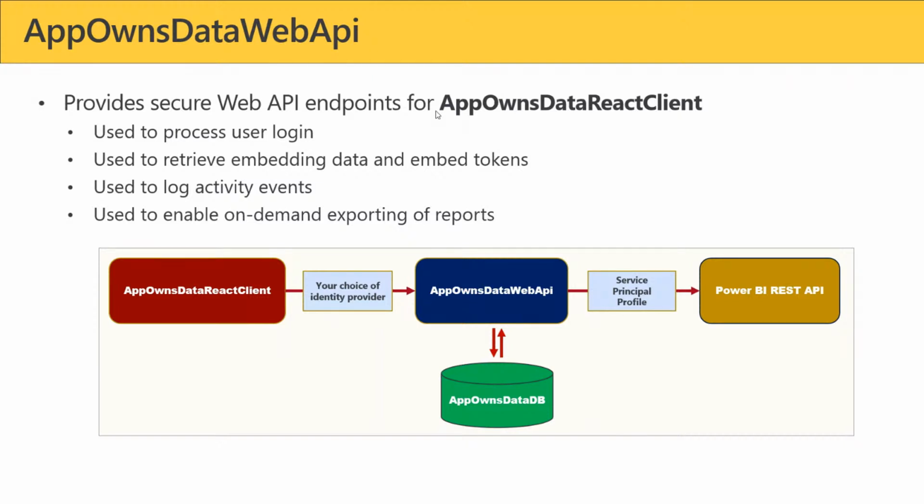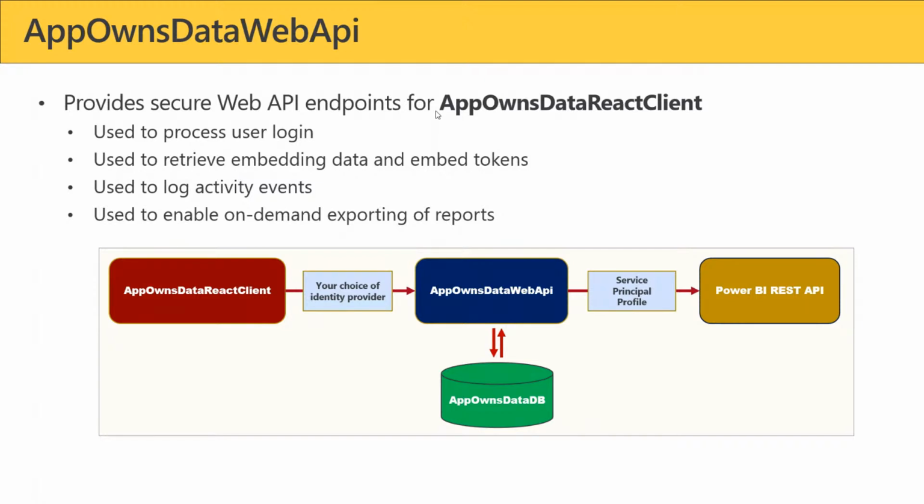So for this sample, I've chosen Azure AD, creating an Azure AD application to authenticate the user. But if you wanted to use OAuth, Auth0 or Ping, you can use those. But the idea is that the client application will make a call to the web API, and the web API then has to consult with the database to see things like inventory or what permissions. And then also note that when it talks to the Power BI REST API, it does it as a service principal.